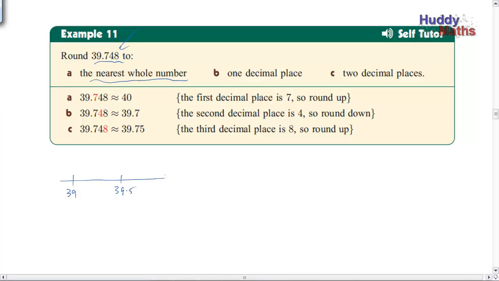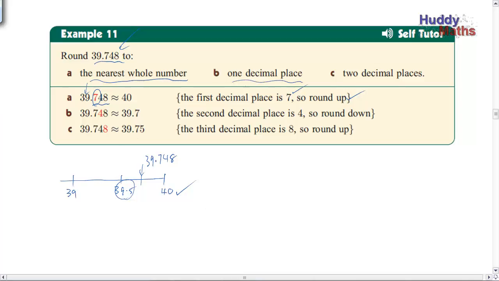39.5, 40. Okay, 0.748. We want the nearest whole, so let's look just at that one. 748. So it's over this side somewhere, isn't it? 39. It's past the 0.5 halfway mark, so it's actually closer to 40. That's how it works. First decimal place is 7, so round up, because we're doing the nearest whole.